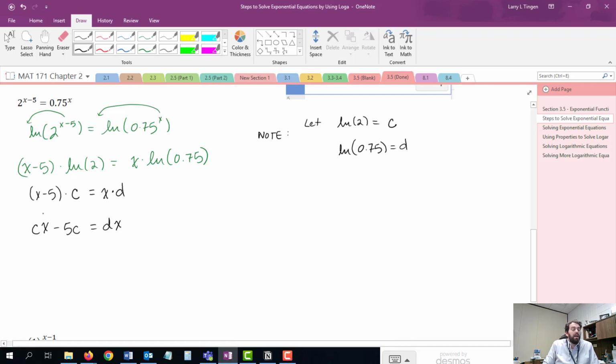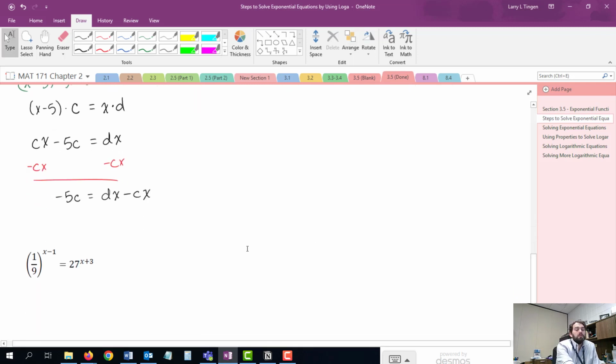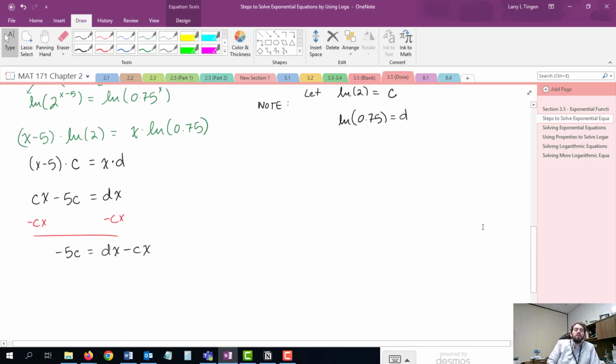and that makes it, to me, a lot easier. So I have x's on both sides, so I want to get everything with an x on one side. So let's do that by subtracting cx from both sides. And that means I now have cx minus cx is 0, negative 5c is still on the left-hand side, and then on the right I have dx minus cx. All right. Now everything with an x is on one side, everything without is on the other.